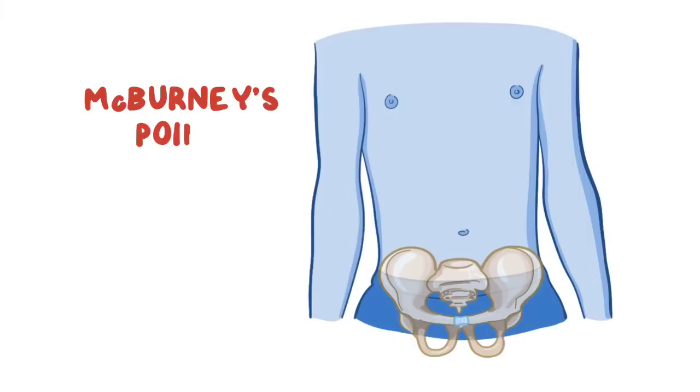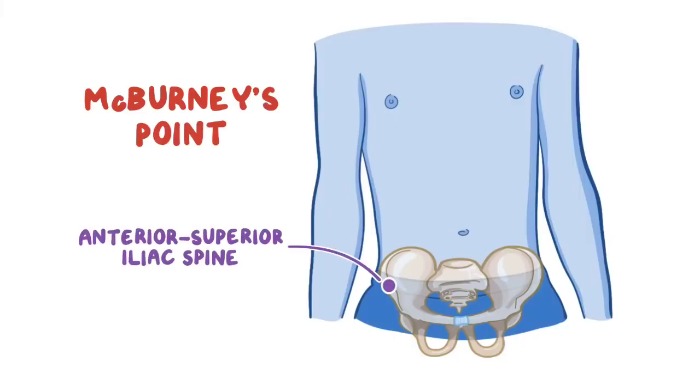We can palpate the appendix by finding McBurney's point. Palpate the right anterior superior iliac spine with our fingers. From this location, we can draw an imaginary line to the umbilicus. McBurney's point is 1/3 of the way up the imaginary line we just drew. Pain when palpating McBurney's point might indicate appendicitis.